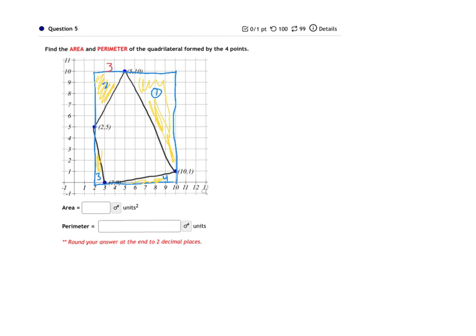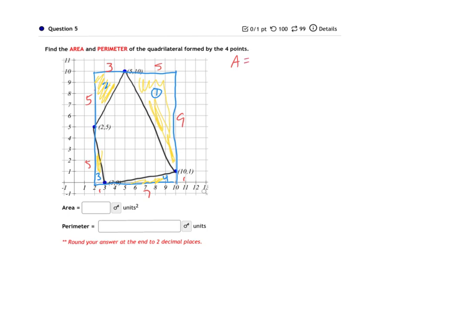So this would be 3 and 5. This one is 5 and 1. This one is 7 and 1. This one is 5 and 9. So there we have all the dimensions of those triangles.